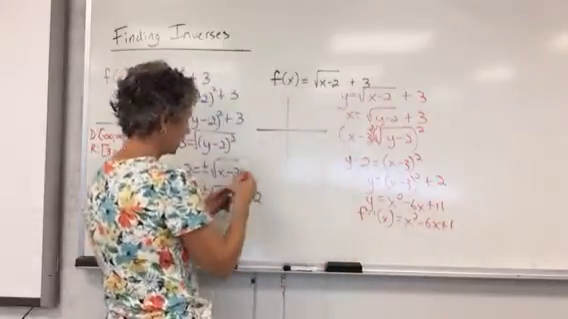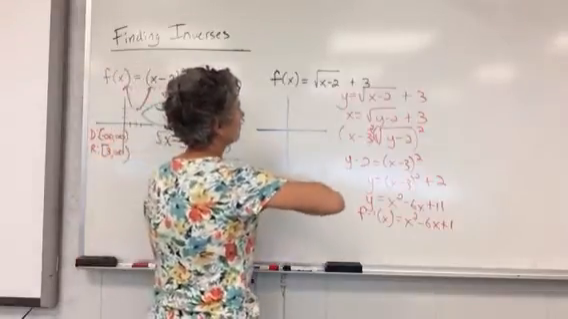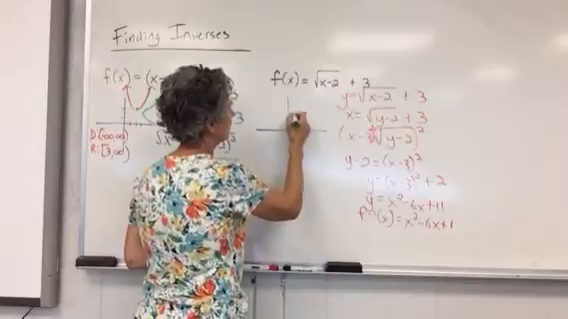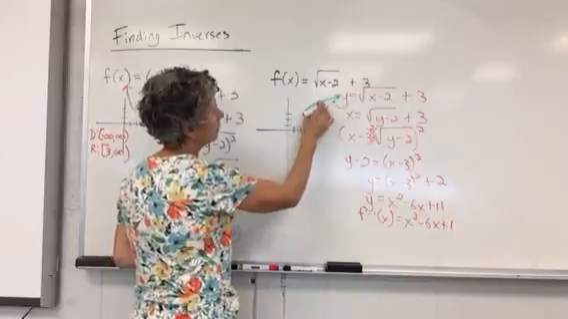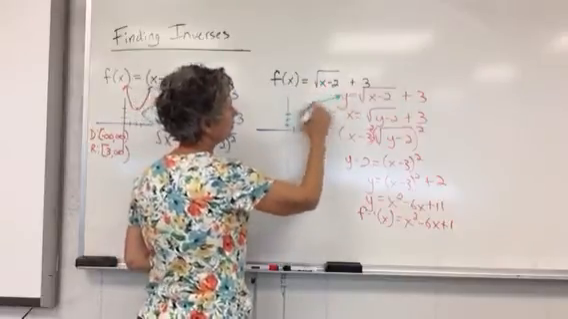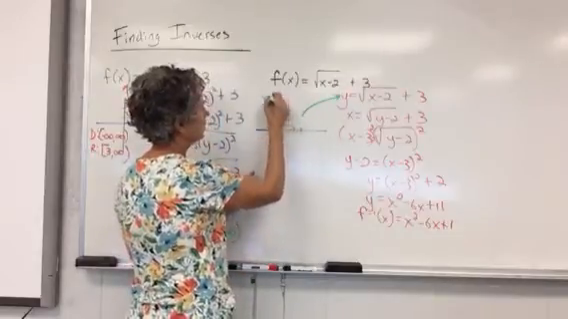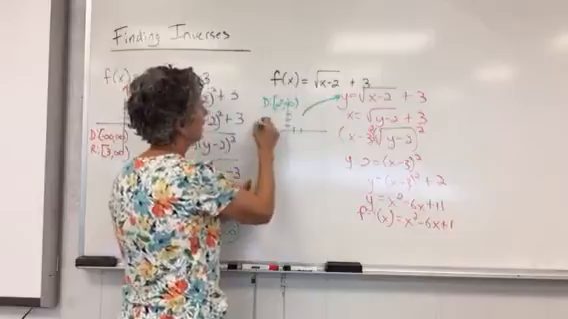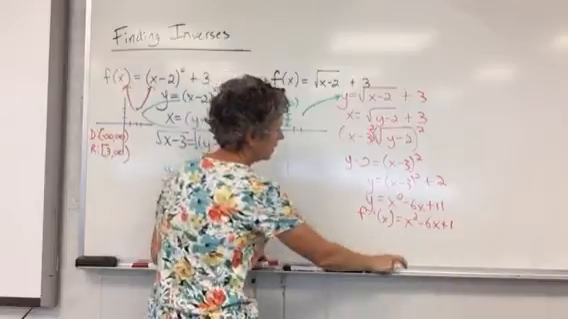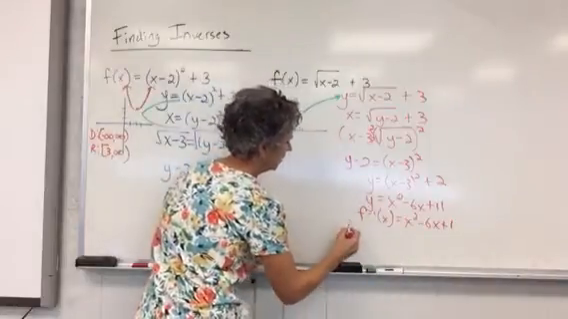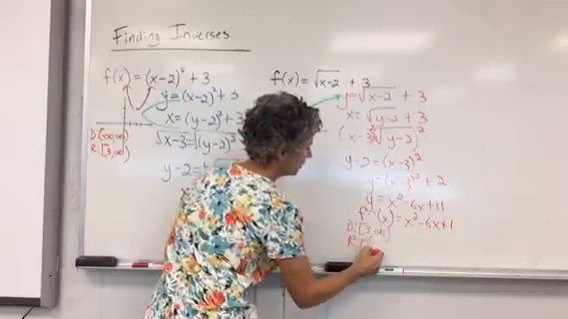But the problem here is if you think of this original graph, I'll do the original here in green. This would be to the right 2 and up 3, and that's a square root. It's only half of a sideways parabola. So its domain, remember we did this in domain and range, is 2 to infinity, and its range is 3 to infinity. So down here with this graph, the domain would be 3 to infinity, and the range would be 2 to infinity.